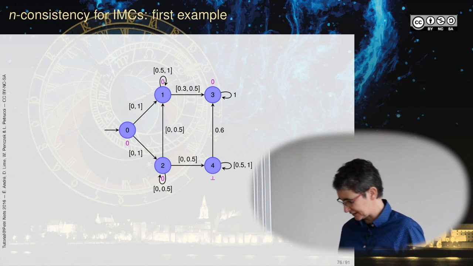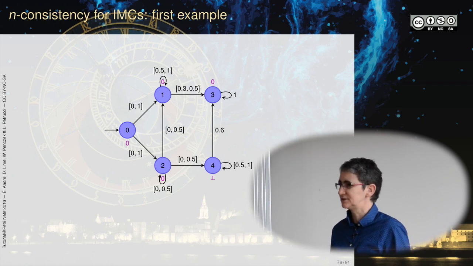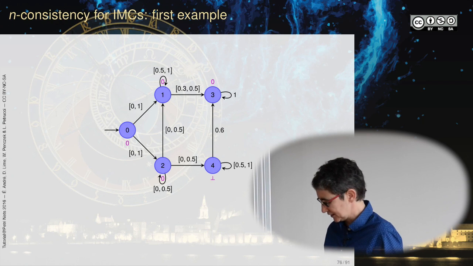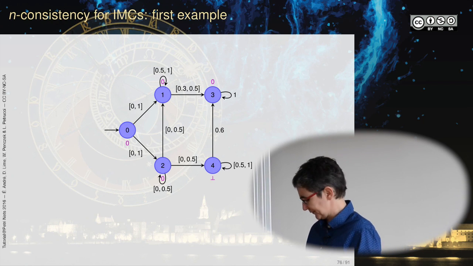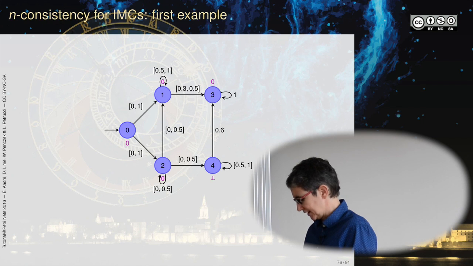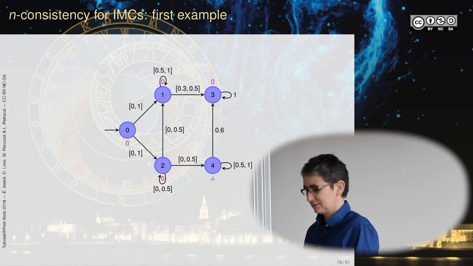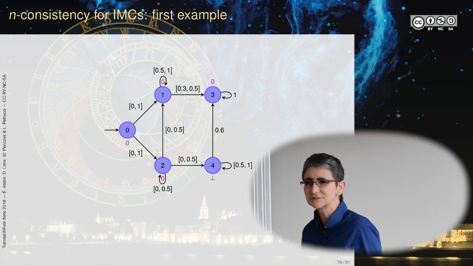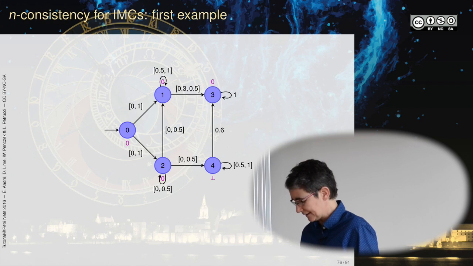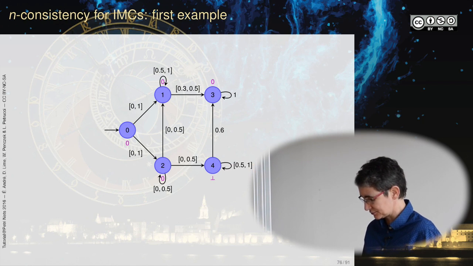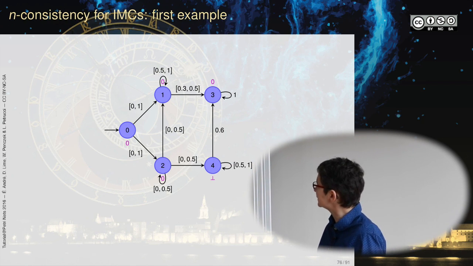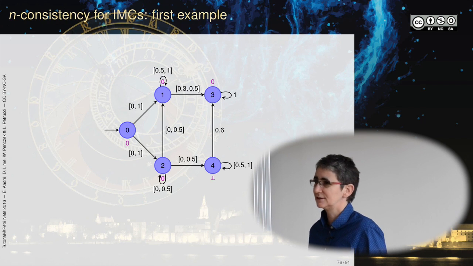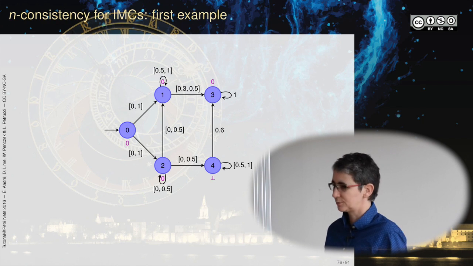And in this example we can check the zero consistency of all states. So let us look at state 4. State 4 has an outgoing probability of 0.6, so it's the interval [0.6, 0.6], you don't have the choice, same lower bound and upper bound. And another transition exiting state 4 has the interval [0.5, 1].